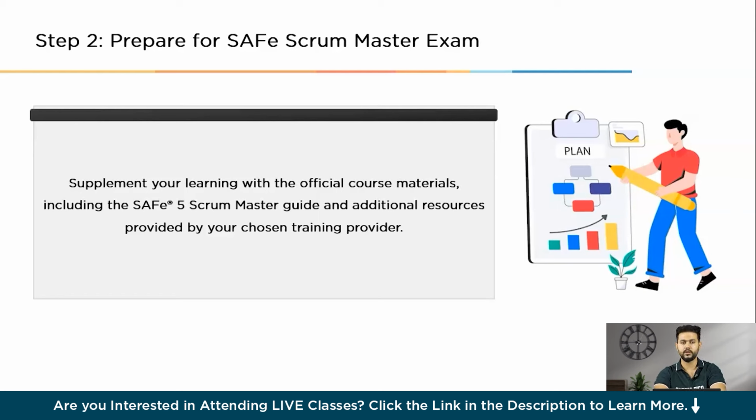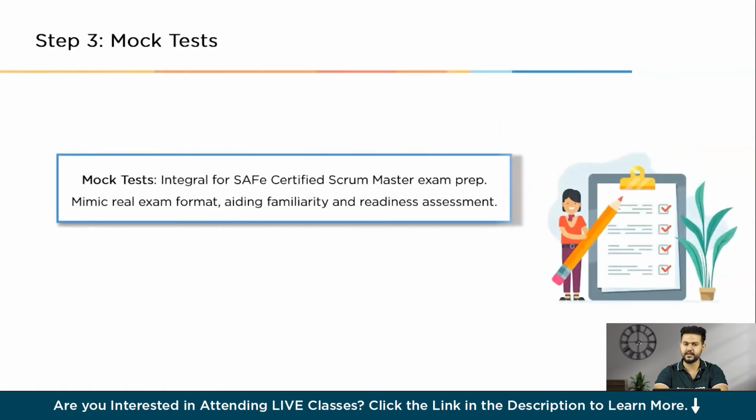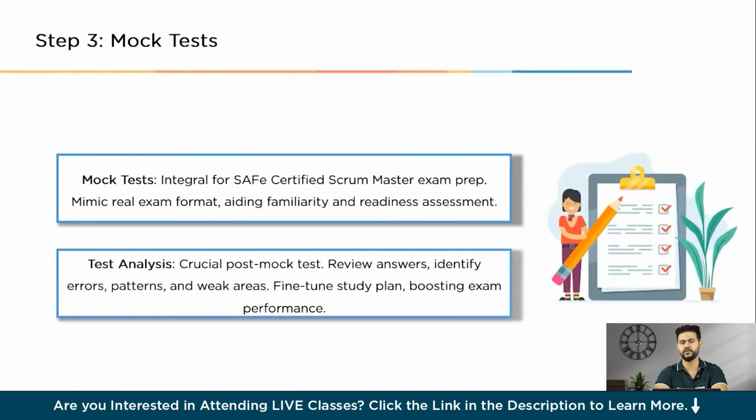Alright, now coming to the next thing, that is the third step, which is mock test. Taking mock tests is an important part of preparing for the SAFe Certified Scrum Master exam. These practice tests mimic the real exam, helping you get familiar with the format and types of questions. By taking mock tests, you can assess your readiness and identify areas where you need more practice. It's a great way to build confidence and improve your chances of success on the actual exam.